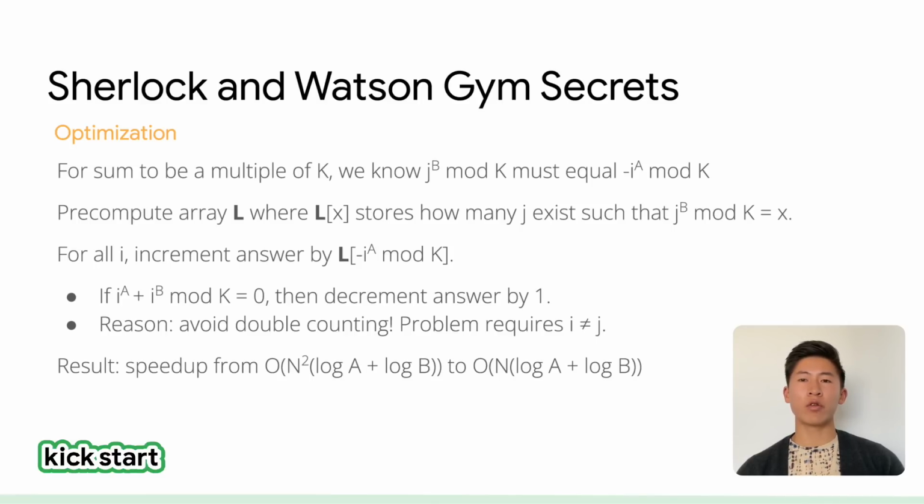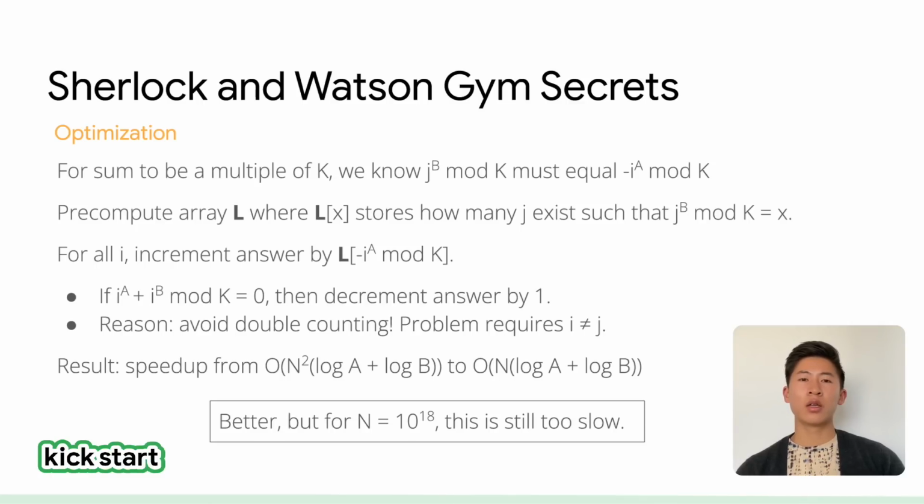This turns our quadratic time routine into a linear time routine. One thing to watch out for is that if i to the a plus i to the b is a multiple of k, we have to subtract it out of our results, because as mentioned earlier, i cannot equal j. Even something linear in n is too slow though, because 10 to the 18th is a very large number. So we have to optimize this further.